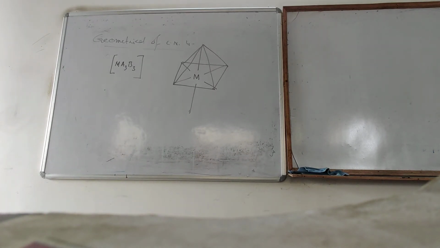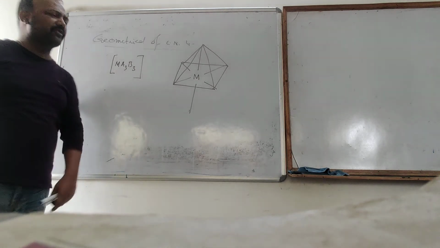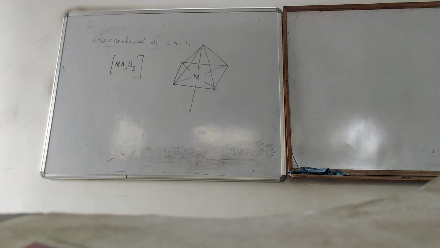How many faces are there in the top part? You can see 4 faces: one in front, one on this side, one on this side, and one at the back. And what is the shape of each face? Triangular. It means there are 3 points, 3 ligand points.